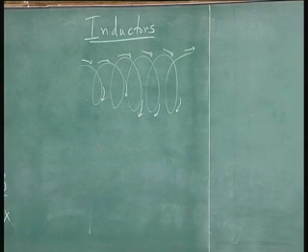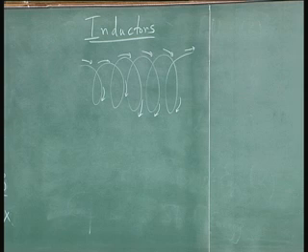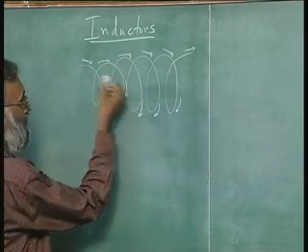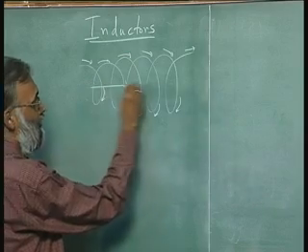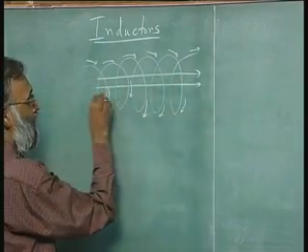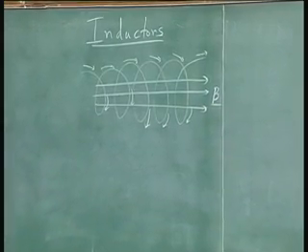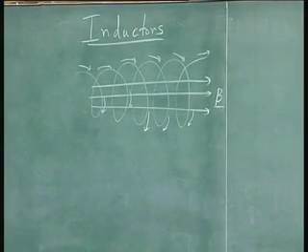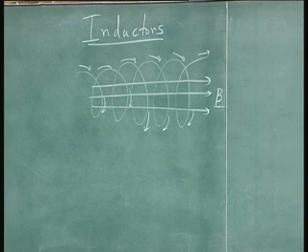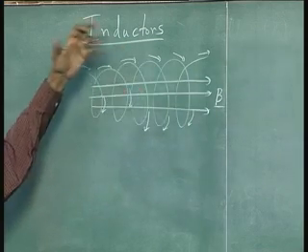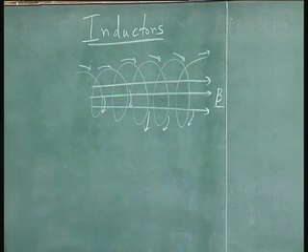This current, as it flows, creates a magnetic field, and as we will show later, using the same arguments here, the current in the coil creates a magnetic field that threads all these coils, all these turns. This magnetic field represents stored energy again. It is a different kind of stored energy, it is called magnetic stored energy.